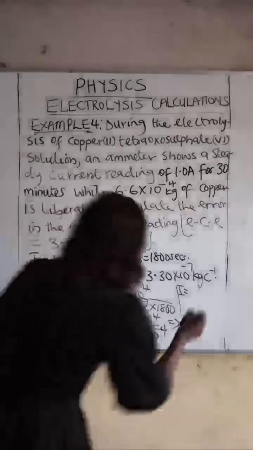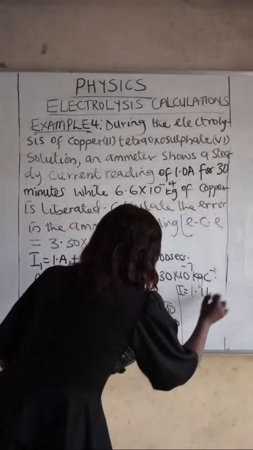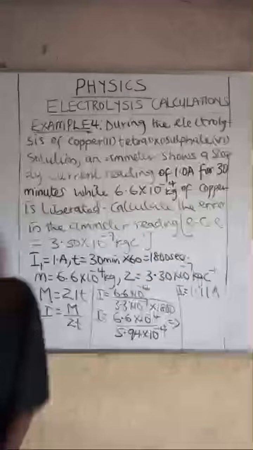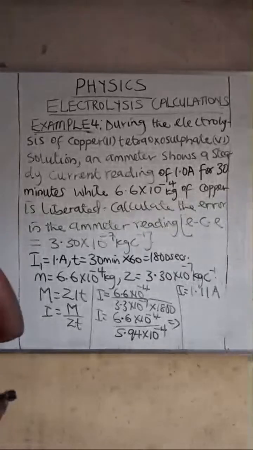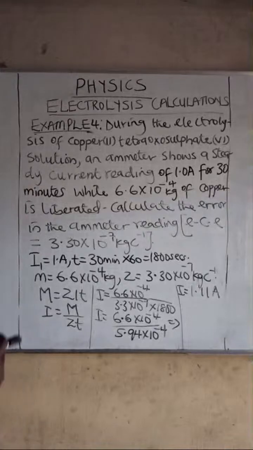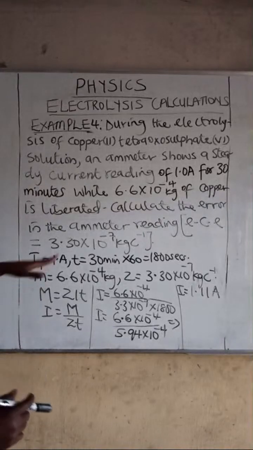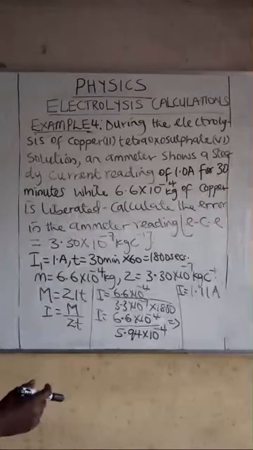Okay, my answer is what? 1.11. Now we have gotten 1.11 amperes. But what we are asked to find is the error in the ammeter reading.